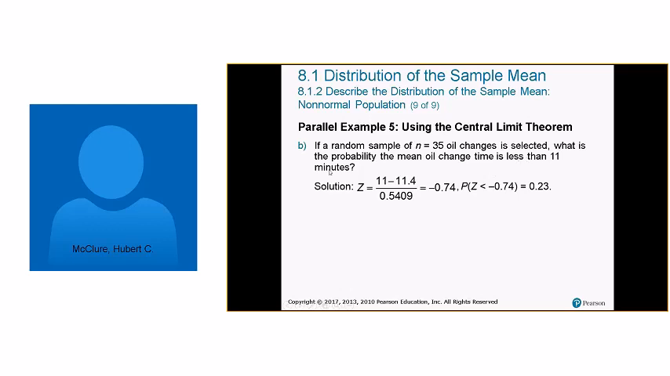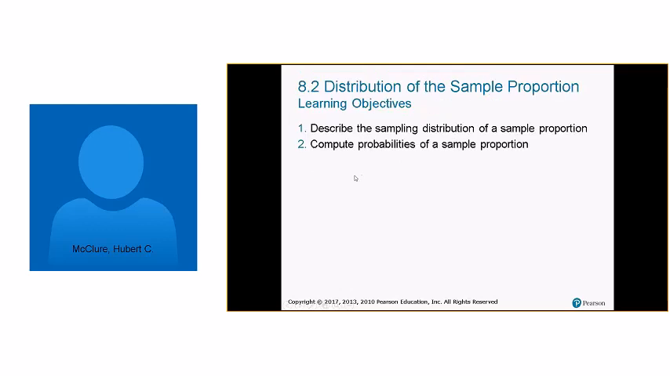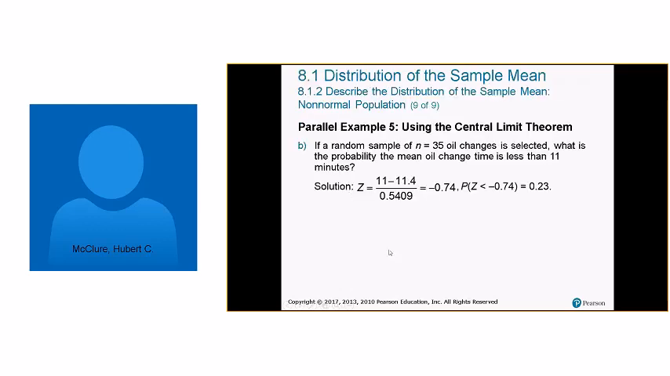So what is less than 11 minutes? So now with that sample mean of 35 oil changes, you've got a probability of 23%, 0.2300, of being less than 11 minutes. Oops, I'm sorry. So let me go back and try something.